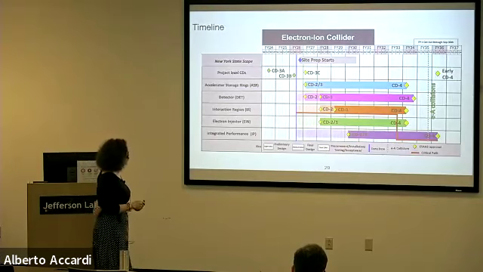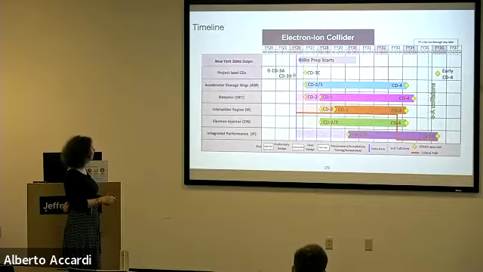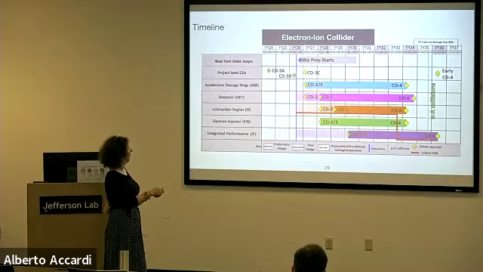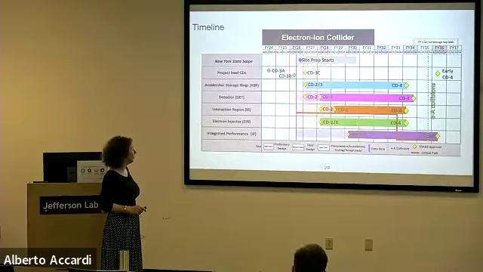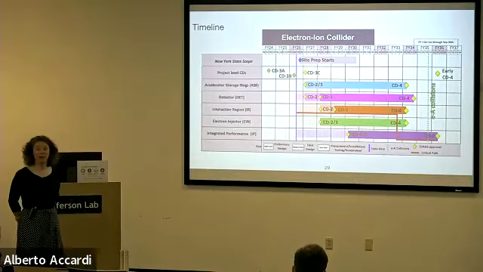Okay, so the idea is, as I said, RHIC stopped taking data this year and now starts to make place for the new EIC project, and we expect the first collisions 9 years from now, if everything goes well.